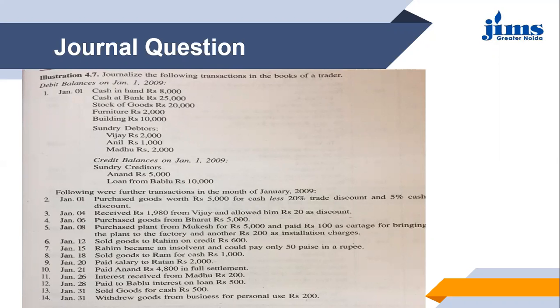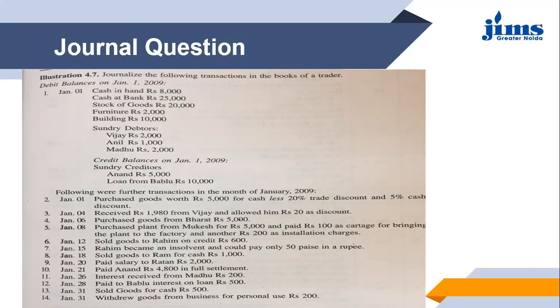So whenever it is written anywhere that goods or cash were withdrawn, then definitely you have to take it under the drawings account. And in case it says goods, make it a point that you have to credit the purchase account. And in case it says cash, you have to credit the cash account since cash is going out of the business. So in this case it is saying withdrew goods from business for personal use, therefore drawings account will definitely be debited.